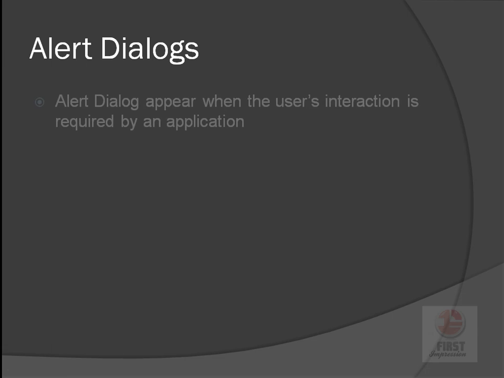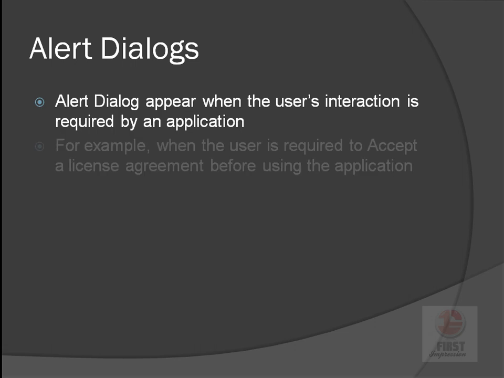After context menus, we will move our attention towards alert dialogs. Alert dialogs will appear when user interaction is required by an application. For example, whenever you are exiting the application and you want to make sure if the user does actually want to exit the application or not, you will spawn an alert dialog: Are you sure you want to exit the application? Yes or no. If the user clicks on yes, then he will exit the application, else not.